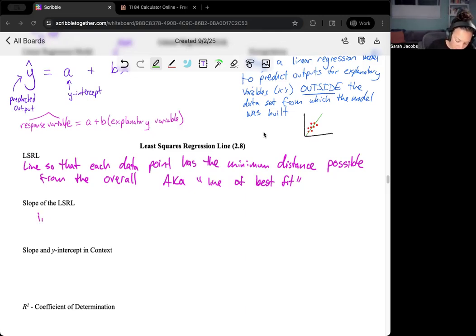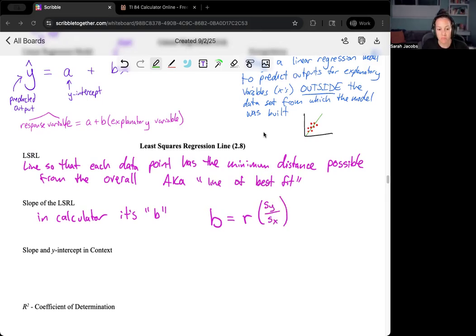So in the calculator, the slope is b. And to calculate b, if you wanted to, you're going to take the correlation coefficient and multiply that by, instead of the change in y, the standard deviations of y over the standard deviations of x. So just like in slope, y over x.